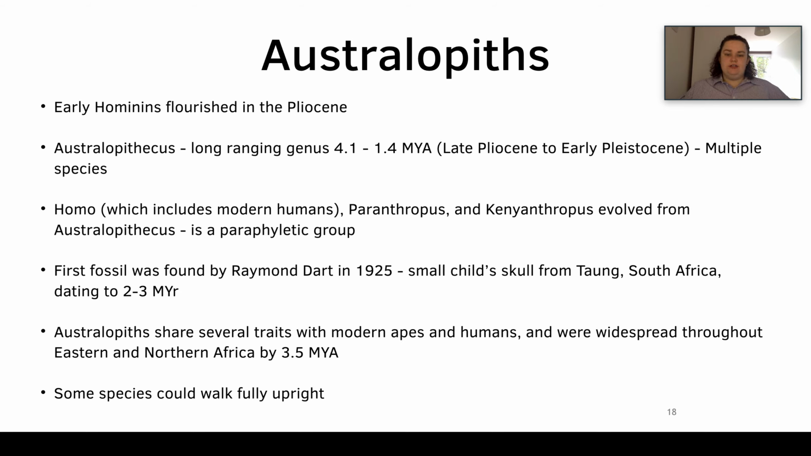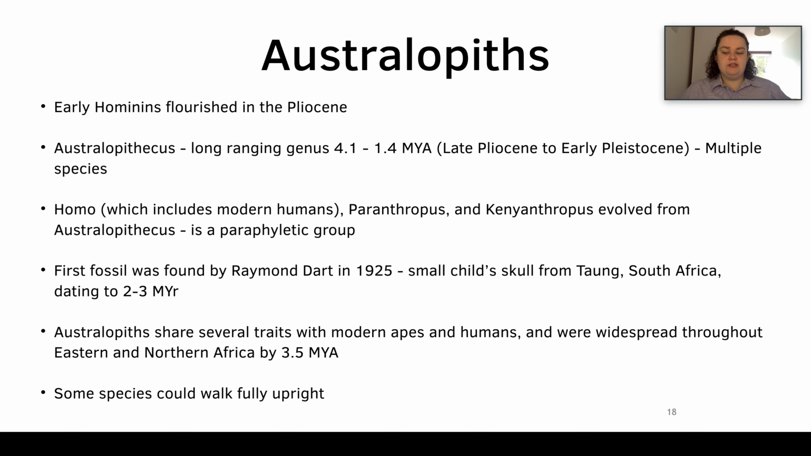The first fossil of an Australopith was found by Raymond Dart in 1925, and it's a small child's skull from Taung in South Africa. I've probably mangled that. Australopiths share several traits with both modern apes and humans, and they were really widespread throughout eastern, northern and southern Africa by 3.5 million years ago.